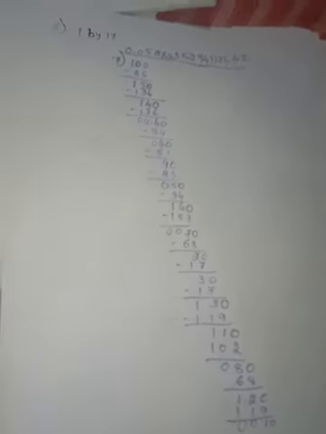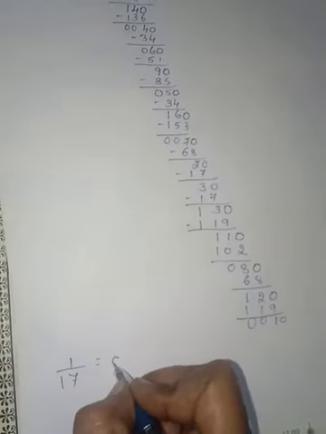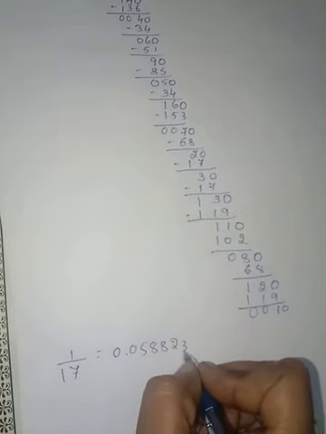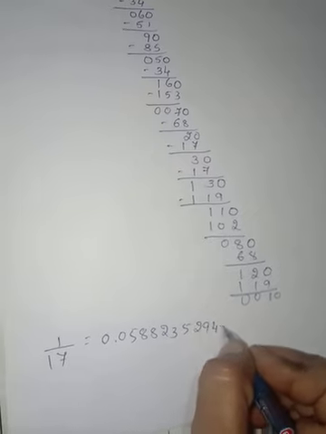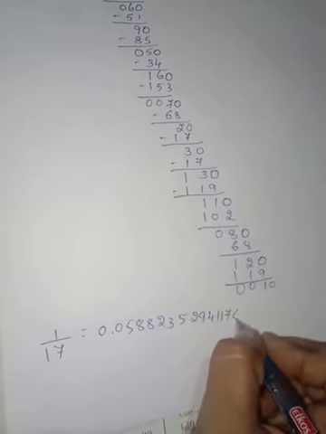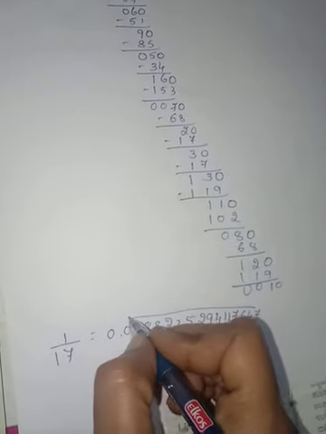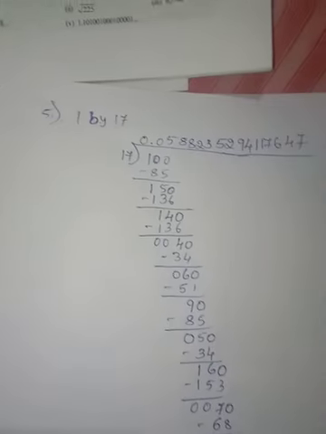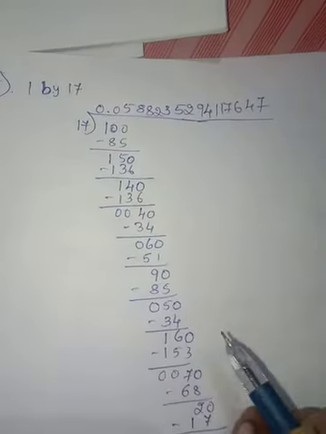Then the answer is 1 by 17, which is equal to 0.058823529411767, which is non-terminating. Have you understood this one? You are going to get so many digits in this number.